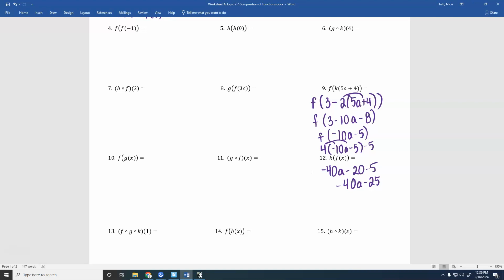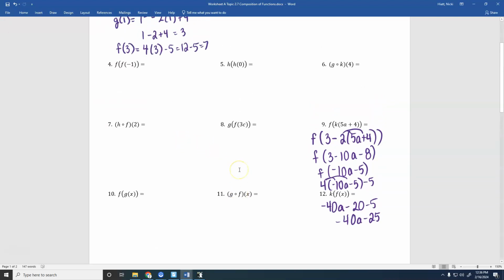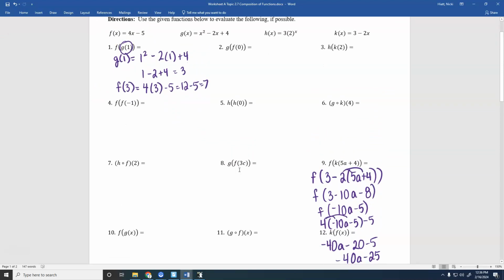Everybody okay there? We also are going to have where we're just going to plug an equation into another equation. So, like, let's do number 11 right there. For 11, we are plugging f into g. So that means 4x minus 5 gets plugged in the place of the x in our g function. Whichever one's closest to your x is the one that gets plugged into the other. So we would have 4x minus 5 squared minus 2 times 4x minus 5 plus 4.